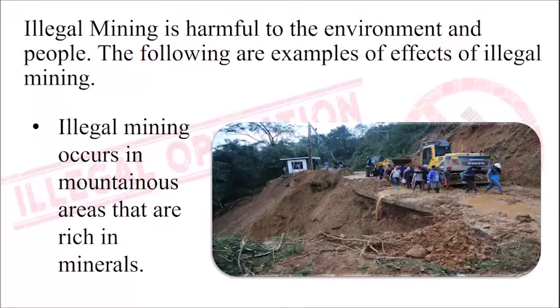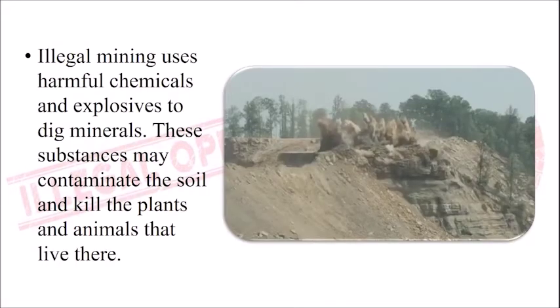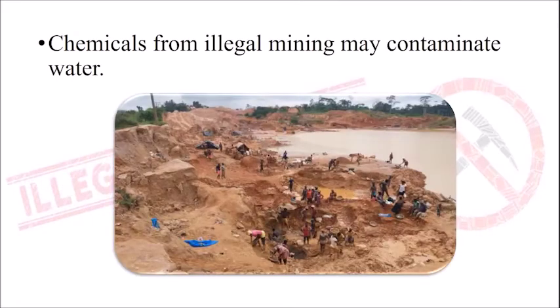Illegal mining is harmful to the environment and people. The following are examples of effects of illegal mining. Illegal mining occurs in mountainous areas that are rich in minerals. These minerals are acquired by first clearing the mountains by cutting trees, and then breaking rocks and digging. All these can cause erosion and landslide. Illegal mining uses harmful chemicals and explosives to dig minerals. These substances may contaminate the soil and kill the plants and animals that live there. And chemicals from illegal mining may contaminate water.